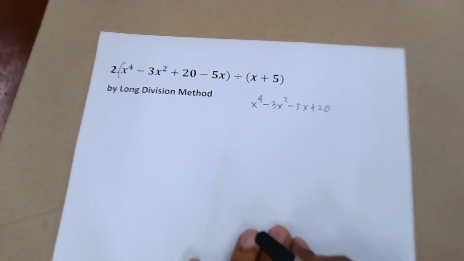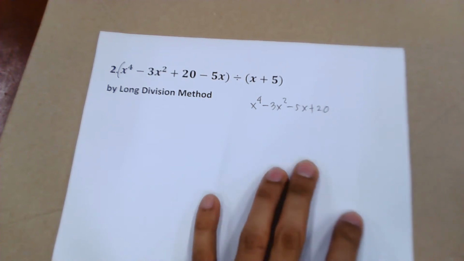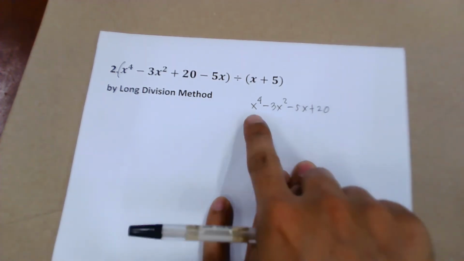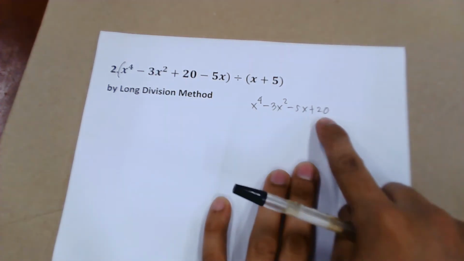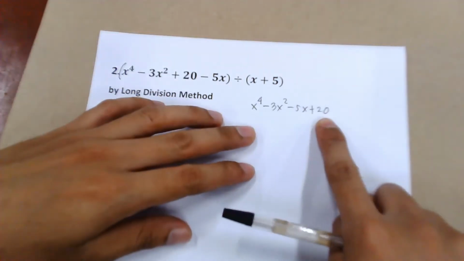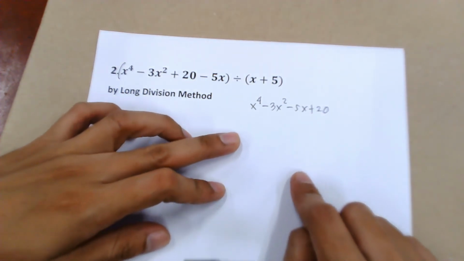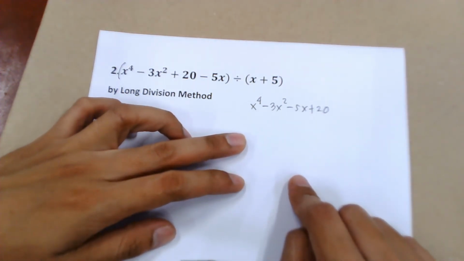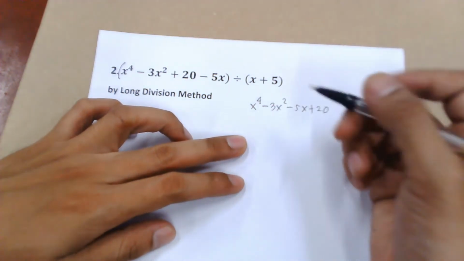Now, let's go to the third rule. If there are any missing powers of x between the highest exponent, which is x to the power 4, and the constant, which is 20, it must be filled in with a 0. So, what is the missing exponent here? There is no cube, right? There is no x to the power 3. So what are we going to do? We are going to fill it in.